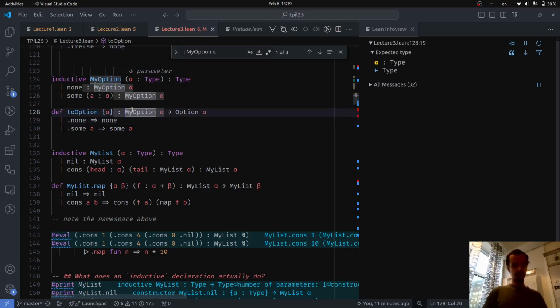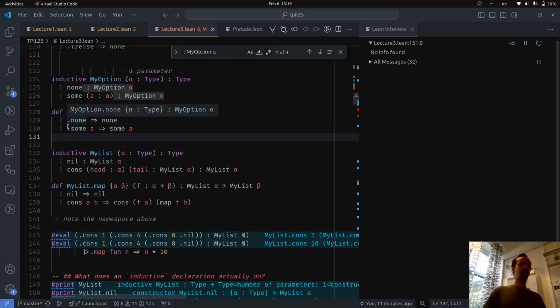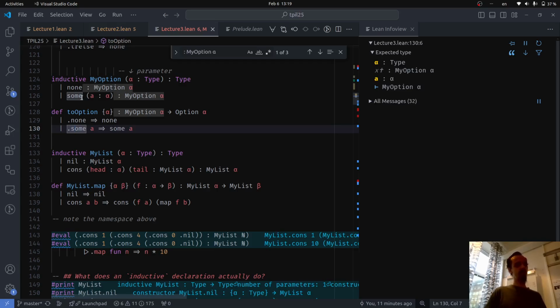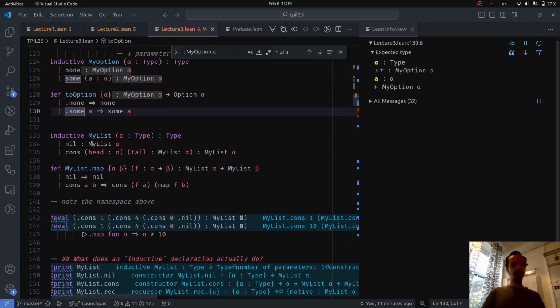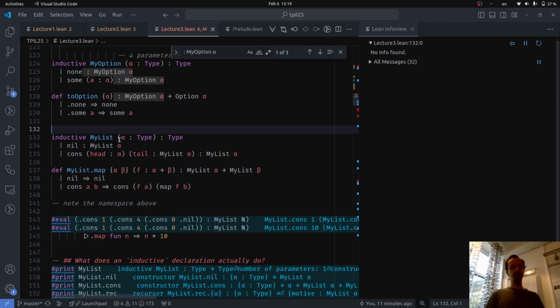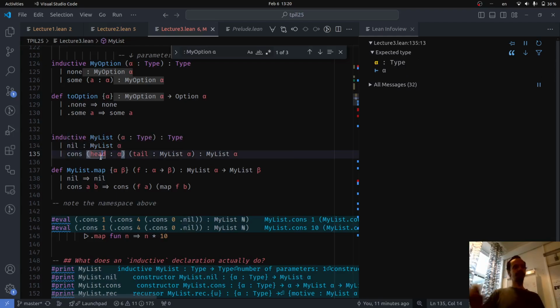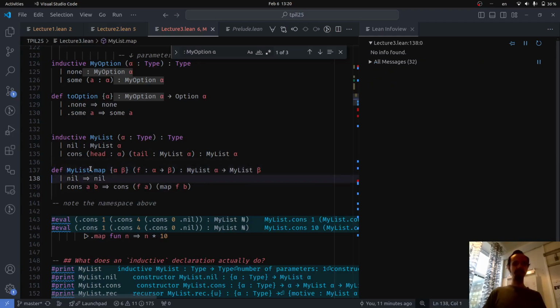And if I wanted to convert my option into an option, I can map none to none, some to some, and you can see again here I'm using this dot trick in order to avoid having to write open my option and then deal with the name clashes. Okay. Inductive types can also be recursive. So here's an example of list. I've defined my list, which again has a type and it has a nil and a cons constructor. Nil is the empty list. Cons is you put the thing at the head of the list, and then the tail is another my list. So this should be somewhat familiar.